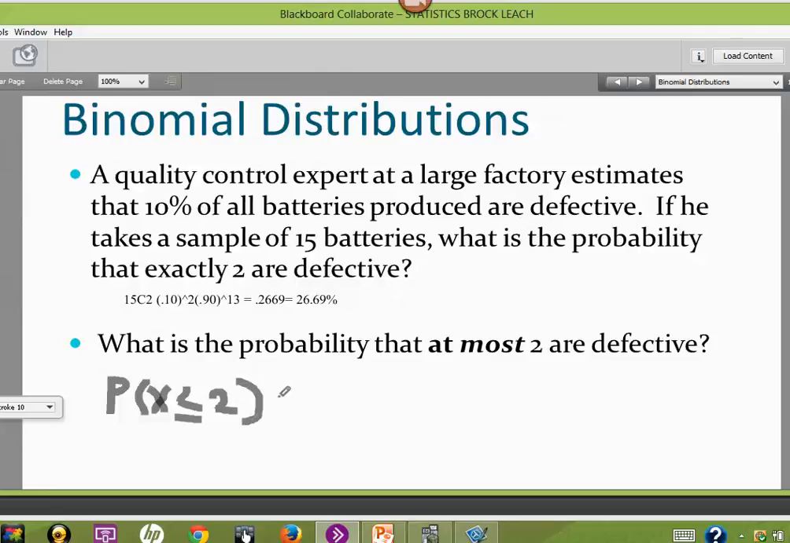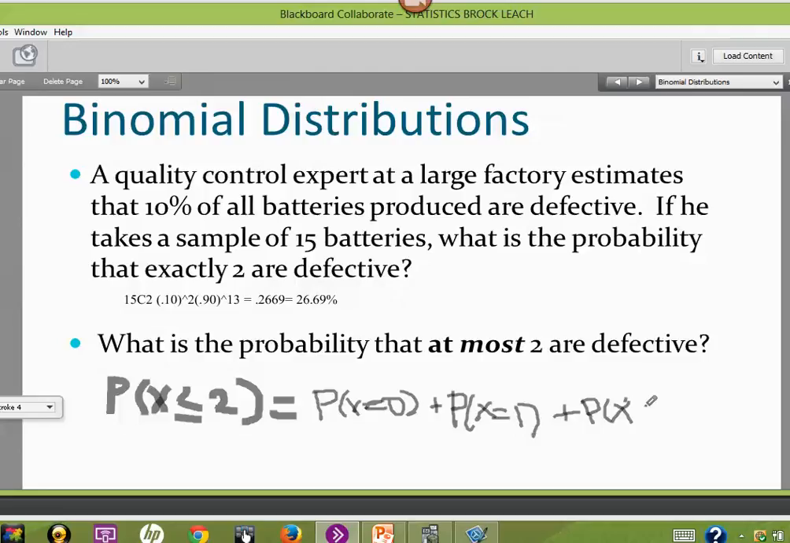So this means many different possible outcomes. For example, a probability that x equals 0 would be one possibility. We could also have one defect, and that would be included in that. And then we could also have 2 because it's less than or equal to 2. And in fact, at most always translates into a less than or equal to, ironically, because we think most, we think more, but most gives us an upper limit.